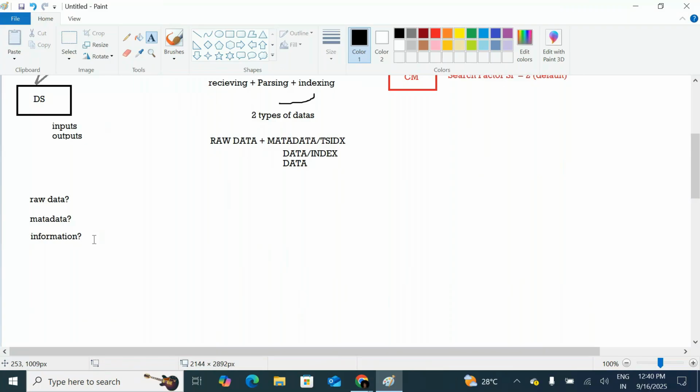There is a table. The entire table will be raw data, including column names. What is the minimum value? What is the maximum value? What is the total number of records? What is the total number of columns? At what time it was created? By whom it was created? This all will be metadata.